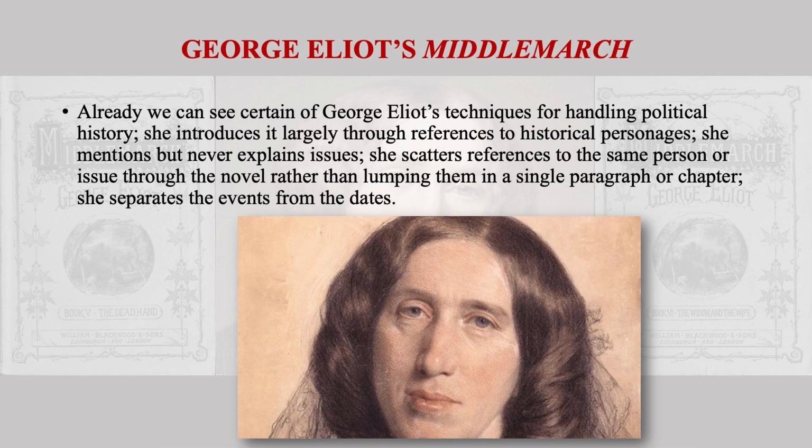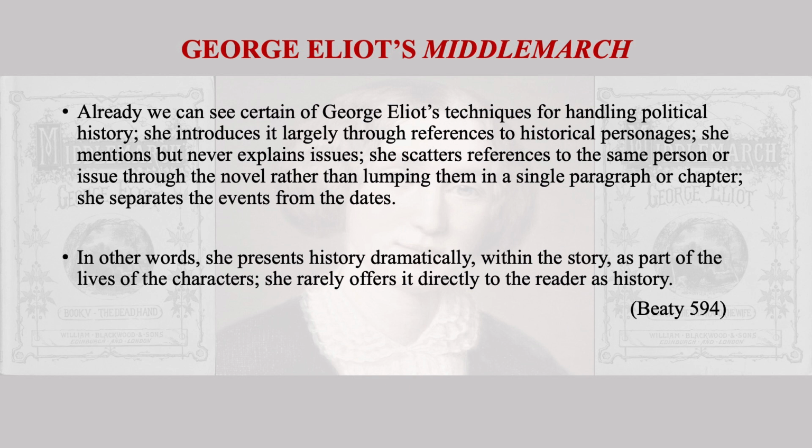So, to quote Jeremy Beatty here, already we can see certain of George Eliot's techniques for handling political history. She introduces it largely through references to historical personages. She mentions but never explains issues. She scatters references to the same person or issue through the novel, rather than lumping them in a single paragraph or chapter. She separates the events from the dates. In other words, she presents history dramatically within the story as part of the lives of the characters. She rarely offers it directly to the reader as history.